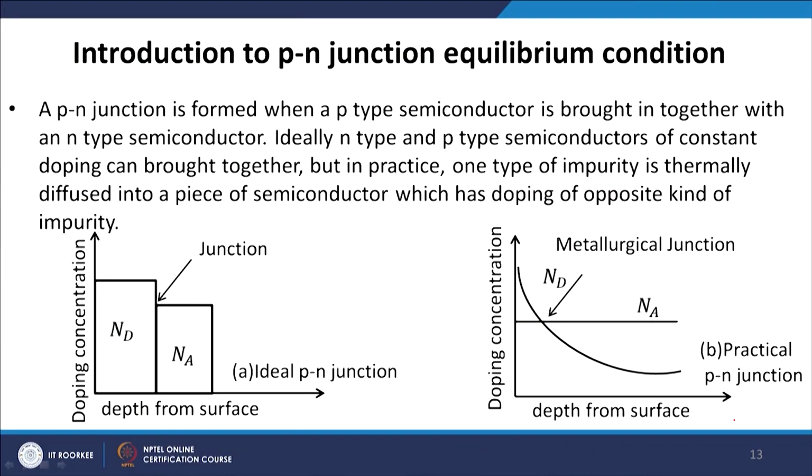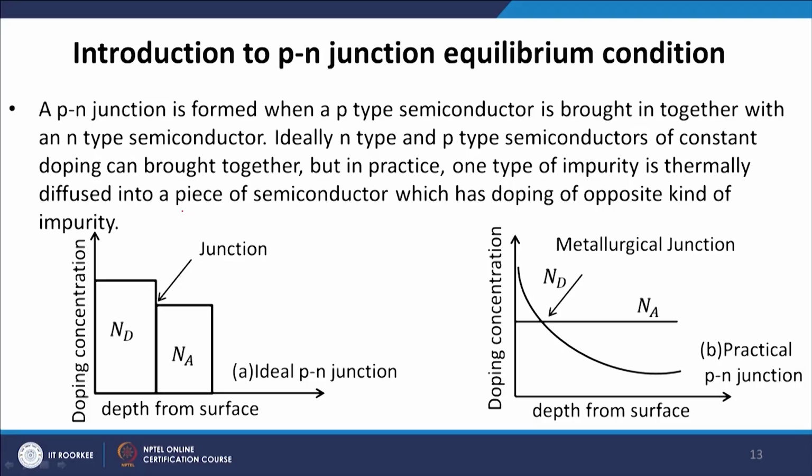A p-n junction is formed when a p-type semiconductor is brought together with an n-type semiconductor. Ideally, n-type and p-type semiconductors of constant doping can be brought together, but in practice one type of impurity is thermally diffused into a piece of semiconductor which has doping of the opposite kind of impurity. So, let us say I have a p-type semiconductor and an n-type semiconductor in hand, and the question is, if I just fuse them together, should I make a p-n junction diode?